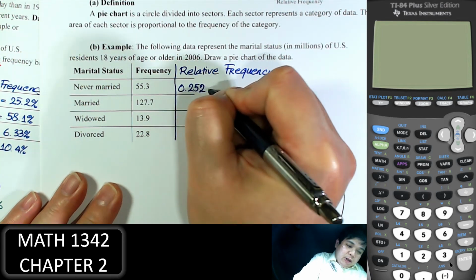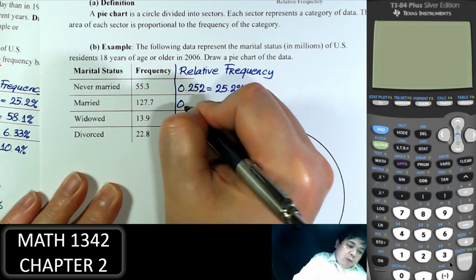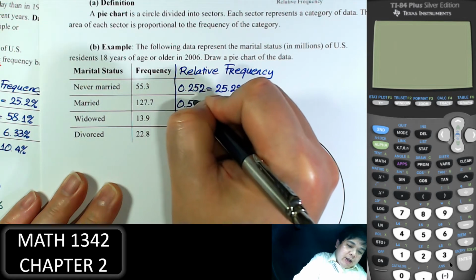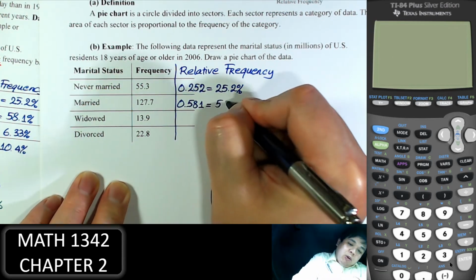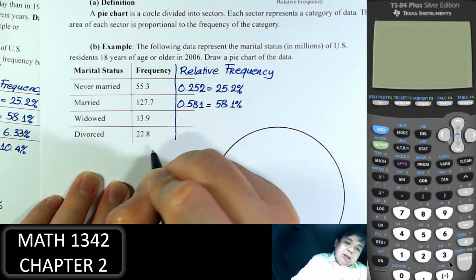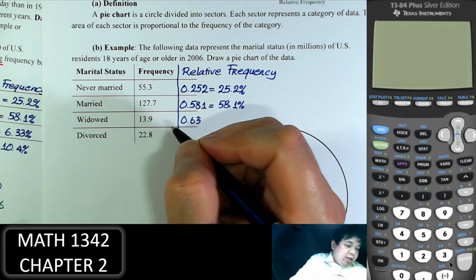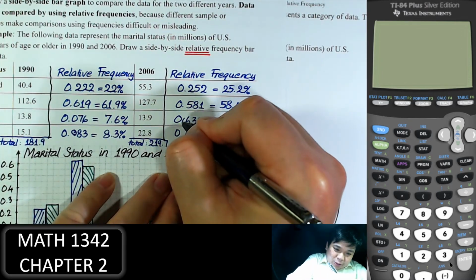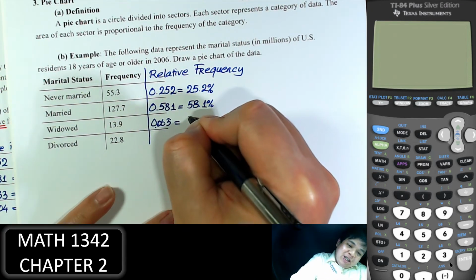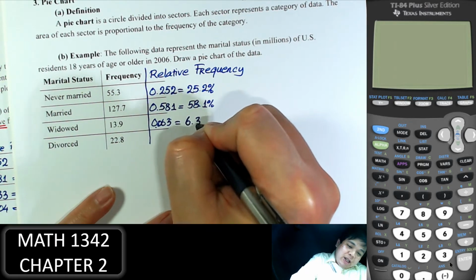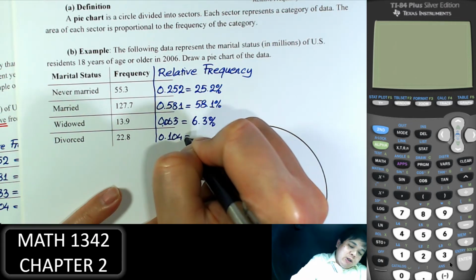0.252 or 25.2%, 0.581 or 58.1%, and then 0.0633, sorry, because that's 6.3%, and 0.104, so that's about 10%.